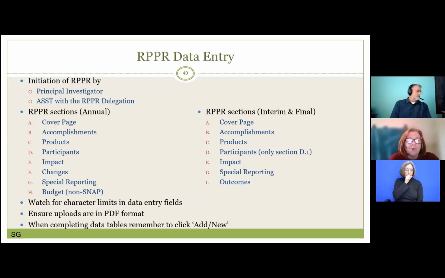The annual has the sections A through H. H is only for non-SNAP, which is the more complicated. SNAP is the simplified non-competing application process. So the more complicated ones will require a budget. And then sections A through I you have for the interim and final on the right-hand side there. And you can see there is no budget involved in that. Those are for the interim and the final ones.